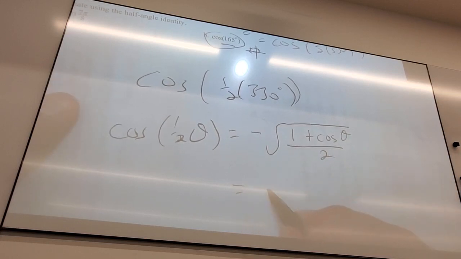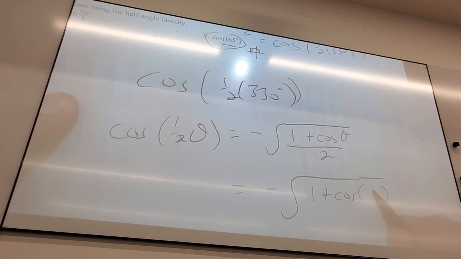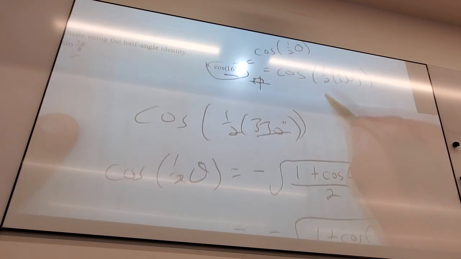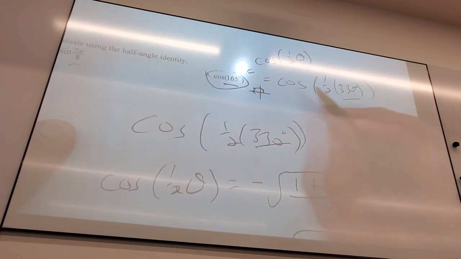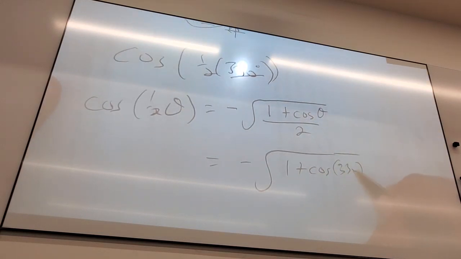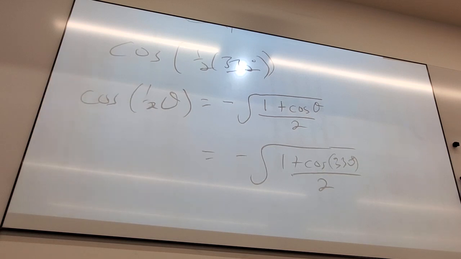And now you just plug in what is theta? Theta is 330. Theta is the thing that we're taking 1/2 of to make 165. So the whole point of this identity is to rewrite a cosine question where you have no idea about the angle in terms of one where you do.